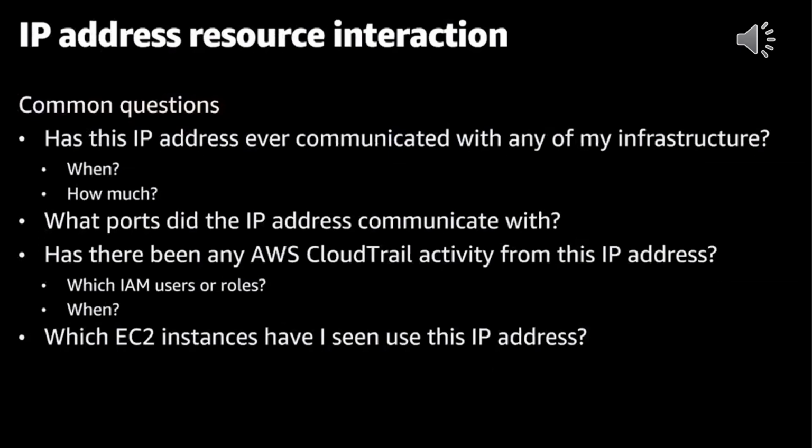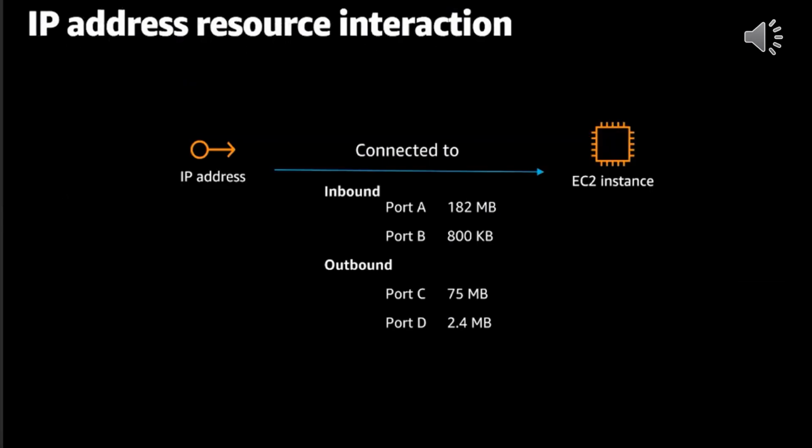An example might have to do with when and for how long an IP address has been able to communicate with your infrastructure. Here we have an example of an IP address connected to an EC2 instance. On that relationship, Detective is able to store relevant information such as the ports with which the IP address communicated with and how much volume was exchanged on each port.